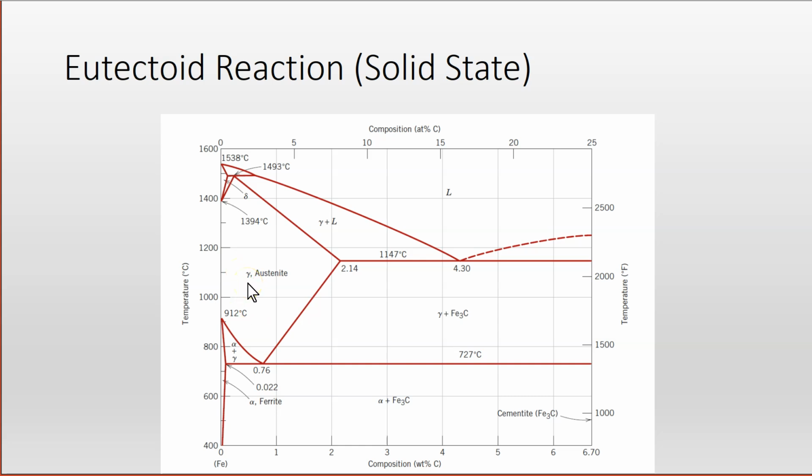Gamma has a face-centered cubic structure, whereas at low temperatures, below the eutectoid temperature of 727 degrees centigrade under equilibrium conditions, the iron exists as a body-centered cubic crystal structure, which has less solubility for carbon. And so the carbon comes out to form the compound Fe3C, which is known as cementite.